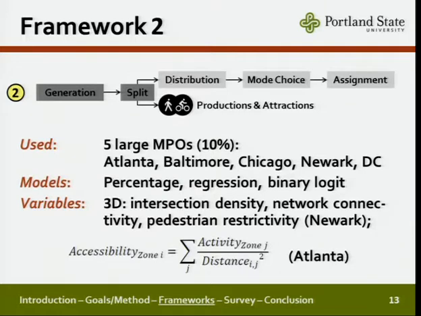5 large MPOs do this right now, and they use a variety of methods. Some use a basic percentage, say 20% of trips are walking trips. Some others use multiple linear regression, but the more common trend is to use binary logit models, which are a discrete choice modeling structure.